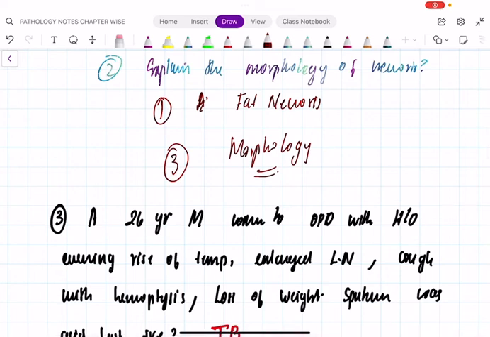I will be sharing the notes also, and please go through these case scenarios and try to correlate. You yourself try to answer: what is the morphology of fat necrosis? In which organs is fat necrosis seen? Which organs show coagulation necrosis? Try to revise yourself so that you can apply it when you go to medicine or surgery posting. Whenever you see a patient of acute pancreatitis, see whether the patient has such symptoms. Then you can see what is actually happening. What is the pathology? You can explain.